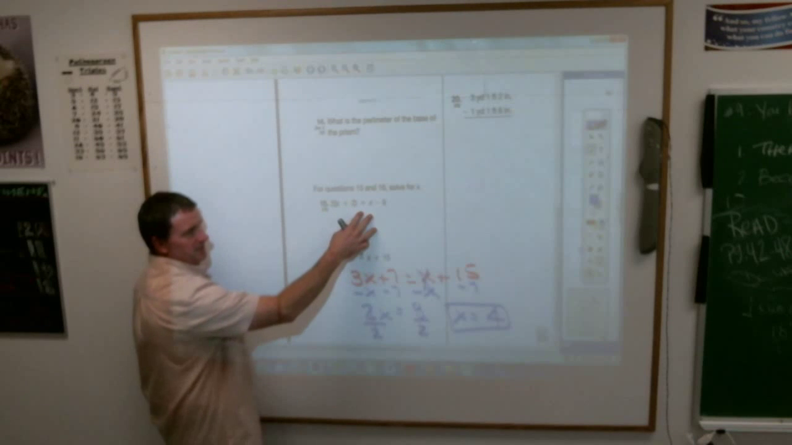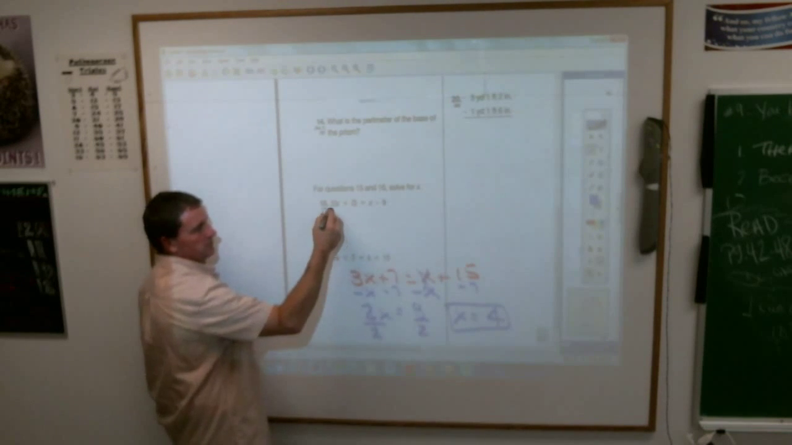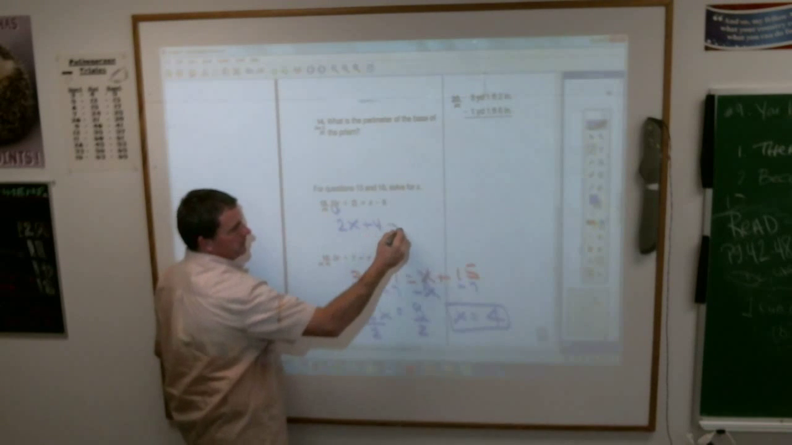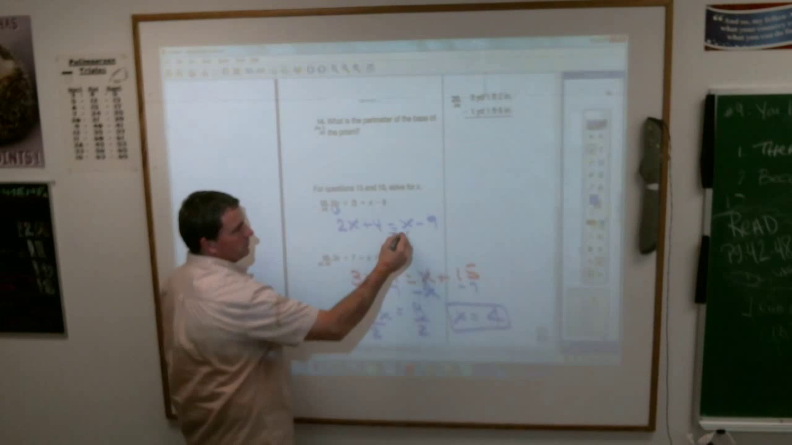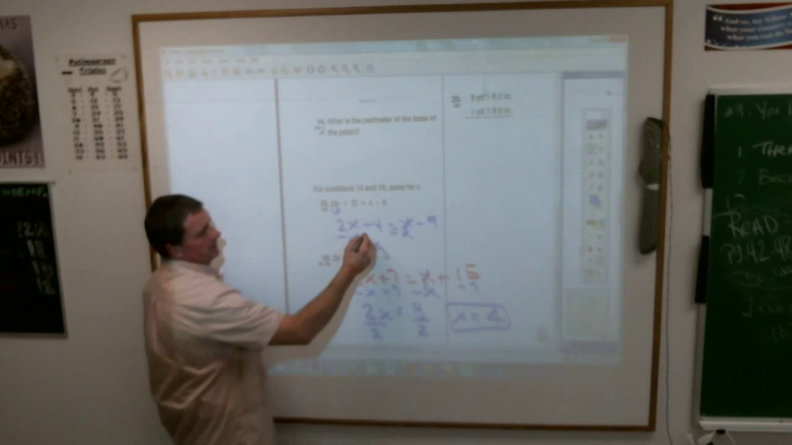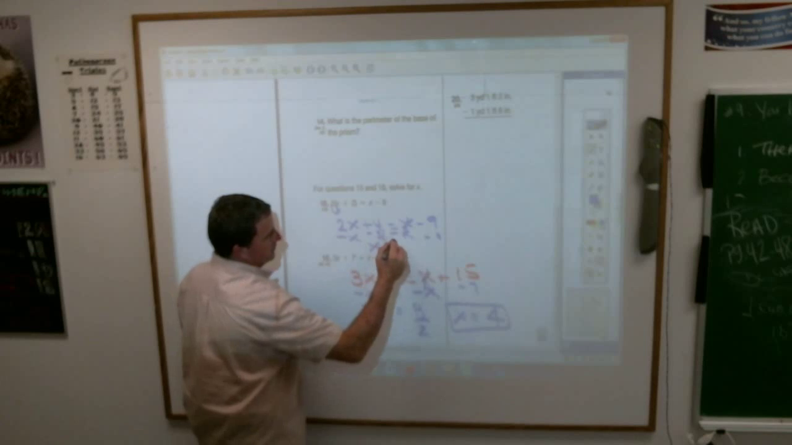And this one is the same exact problem. So if you got this one wrong, I'm assuming you probably got this one wrong. You just need to do the distributive property. 2x plus 4 equals x minus 9. Same routine. Move your x over by subtracting. Move your x over. You get x. Subtract 4. Subtract 4. Oh, I put a 3 there.